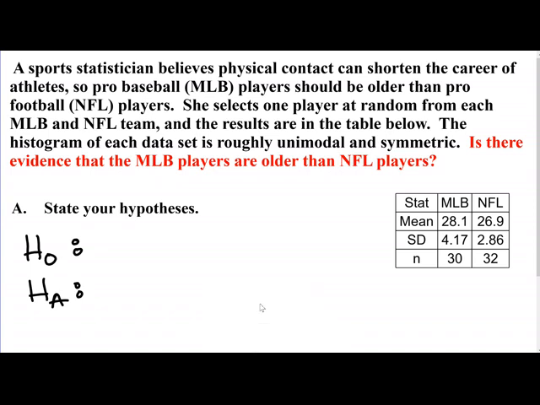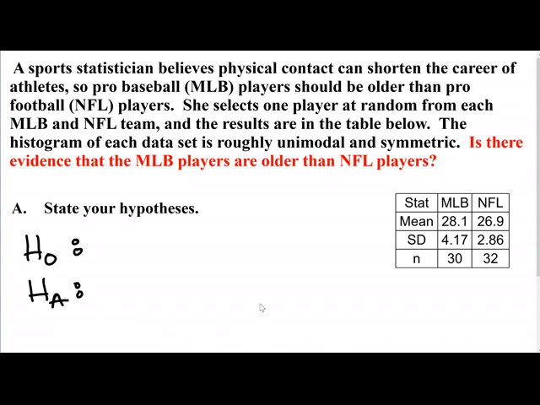We're going to be looking at another variation of dealing with means and hypothesis tests, and this one's going to involve two different samples. So our setup here, our question, is that there's a statistician who believes that physical contact would shorten your career in pro sports. So based on that, you would believe that pro baseball players would be older than pro football players on average.